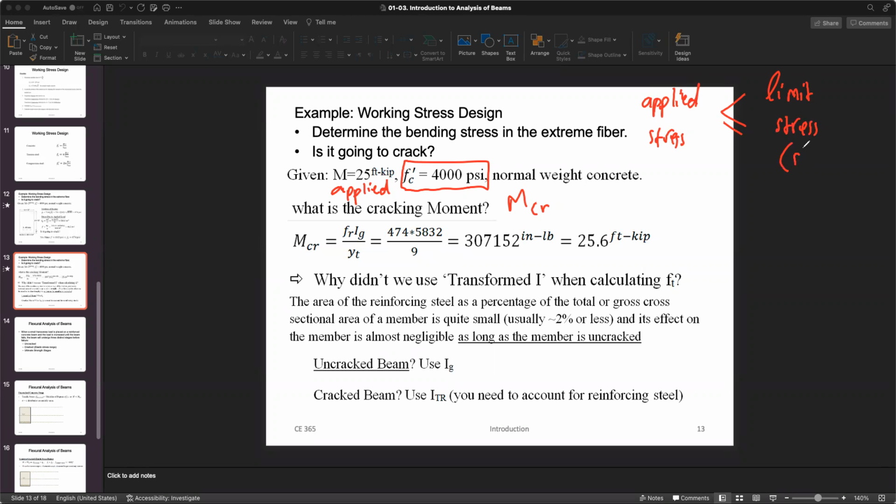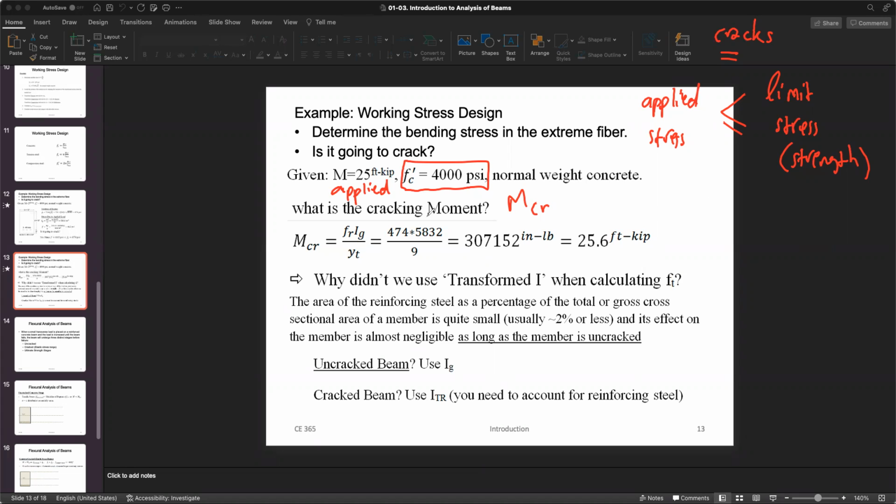Or I would say the strength that your material has. All right. So when it's going to crack, what would be the threshold for cracking? If these two become equal, that would be the threshold, the starting point for cracking, right?